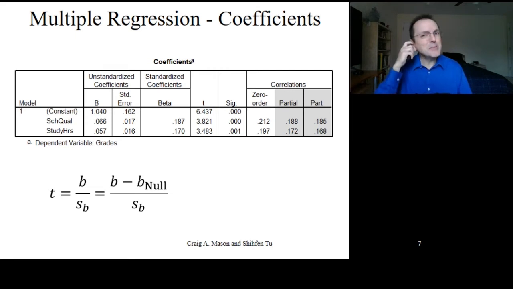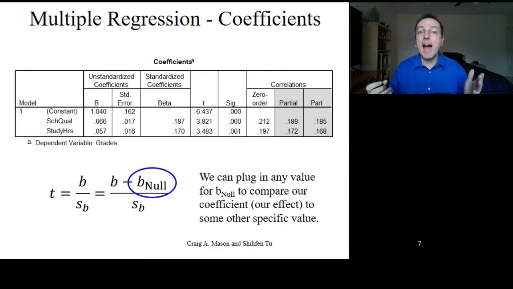But this is where it gets kind of cool and handy. B null doesn't have to be 0. It can be any value that we expect to see if the null hypothesis is true. In other words, it can be any value to which we want to compare our regression coefficient.